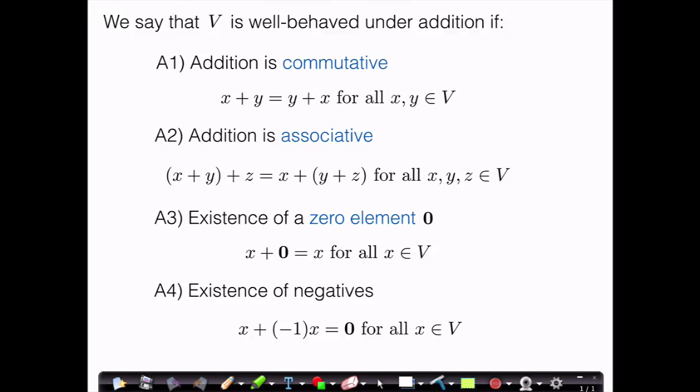Now the last condition we have for addition is the existence of negatives. So this says that if we take x and we add it to x multiplied by the scalar -1, then the result is our zero element. Okay, so again, this is something that is true for n-dimensional vectors and also true for matrices.